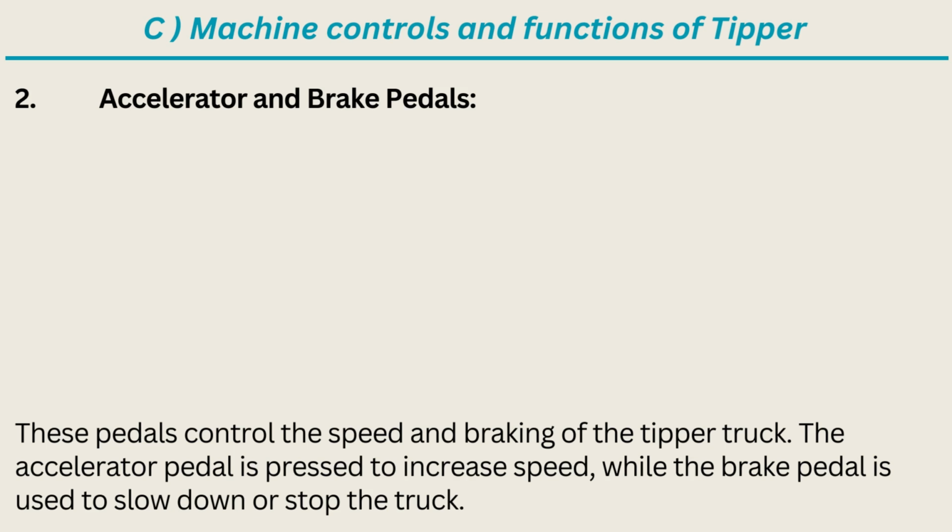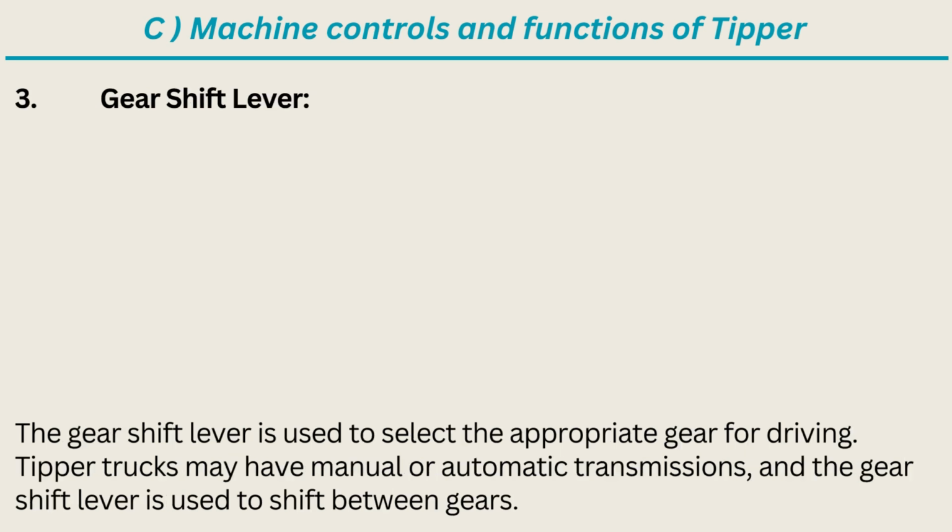The accelerator pedal is pressed to increase speed, while the brake pedal is used to slow down or stop the truck. 3. Gear shift lever. The gear shift lever is used to select the appropriate gear for driving. Tipper trucks may have manual or automatic transmissions, and the gear shift lever is used to shift between gears.